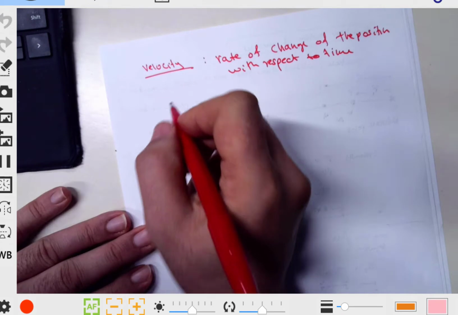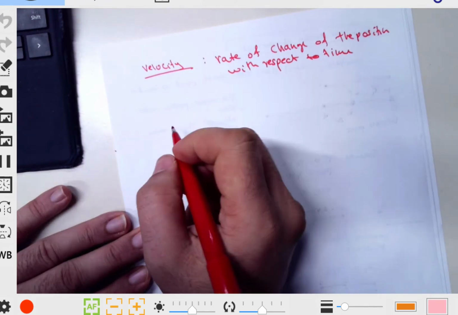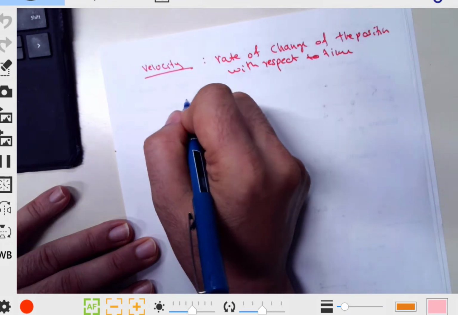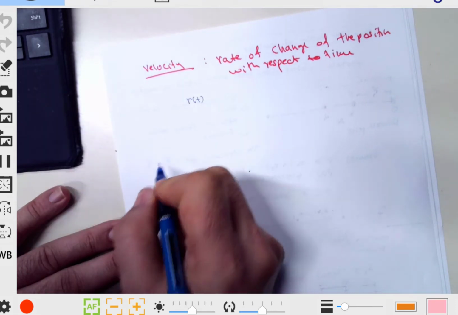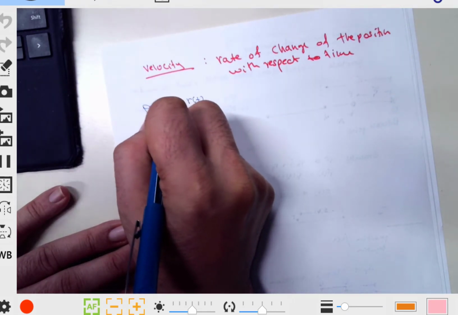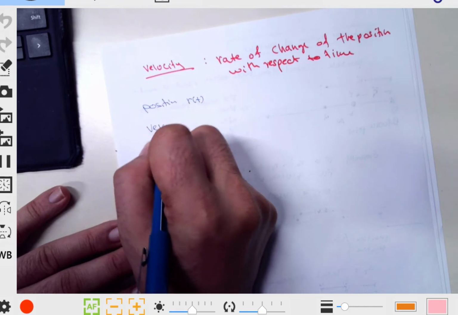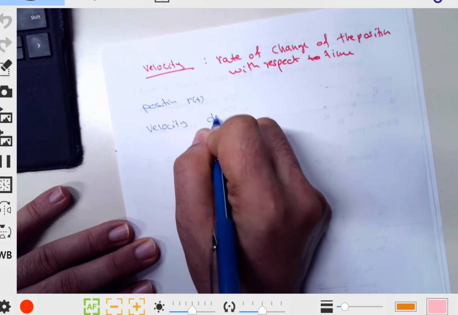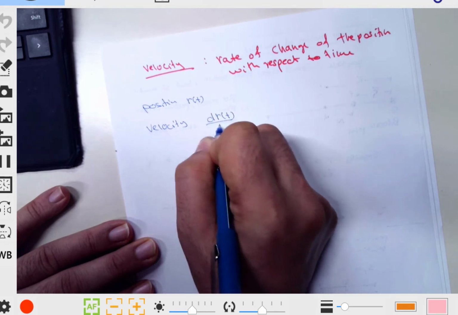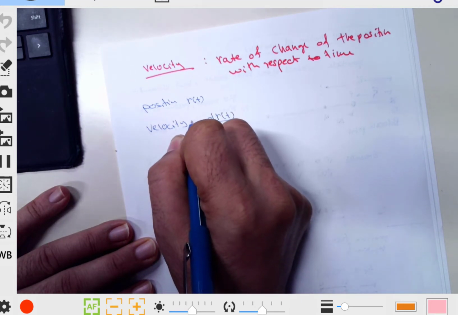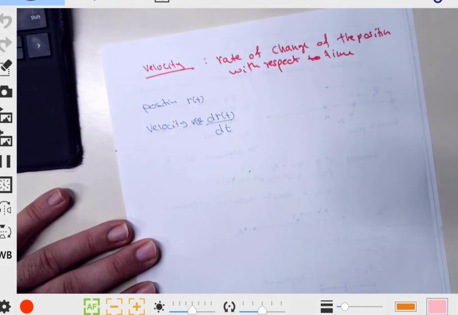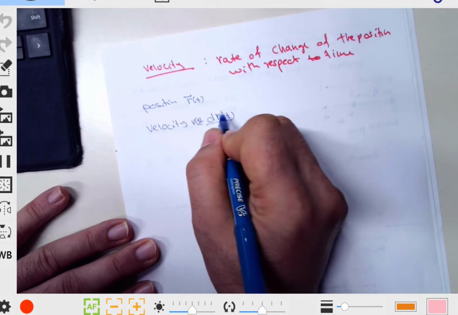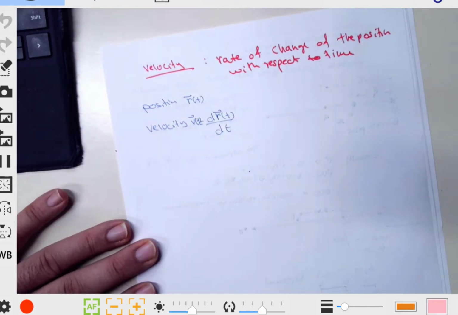So what is the position? Well, let's go back to the general notation. The position is r of t, right? This is the position. Then the velocity becomes the rate of change, which is dr of t over dt equal v of t, right? So that is the rate of change, and these are vectors, right? All of them are vectors.